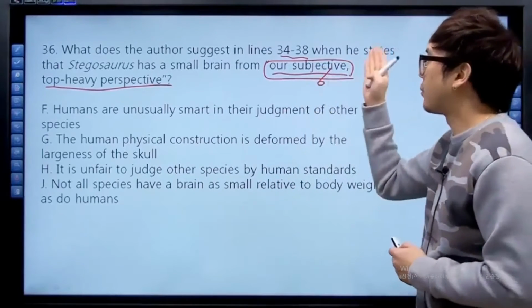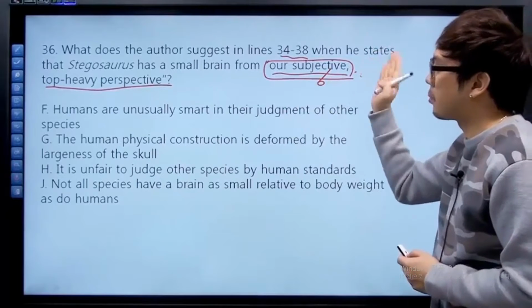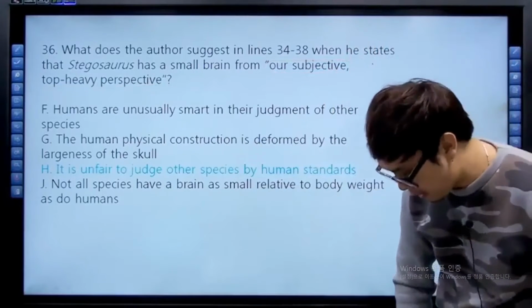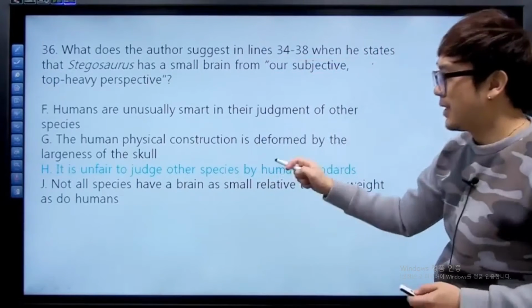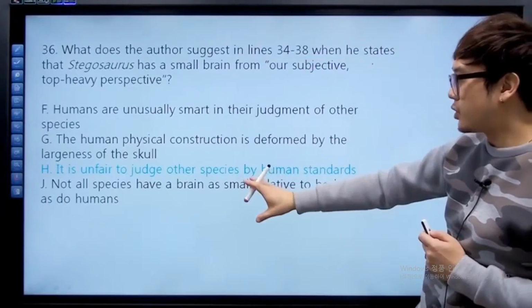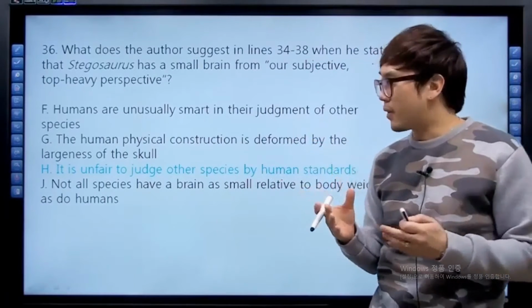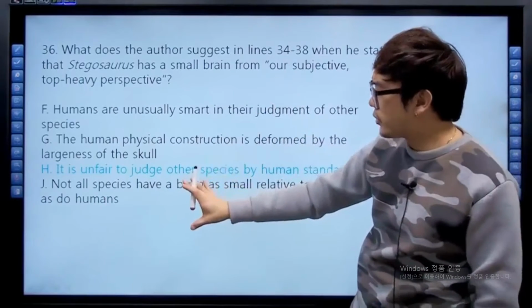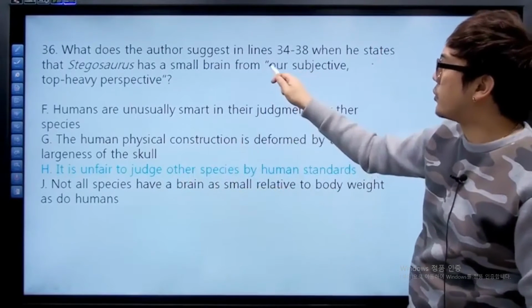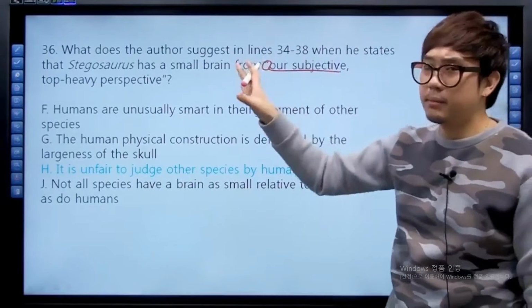So we're talking about the perspective, our subjective and our top-heavy perspective. So the best answer will have to be H, right? It is unfair to judge other species by human standards, all right? So that's the idea, right? Unfair to judge other species by human standards. That's what we're talking about, our subjective, top-heavy perspective.